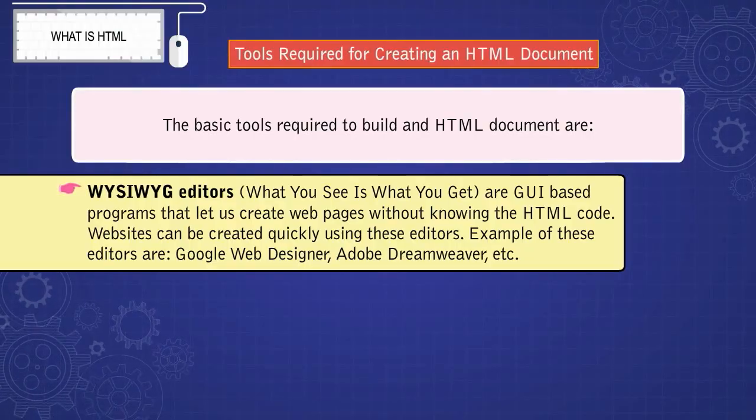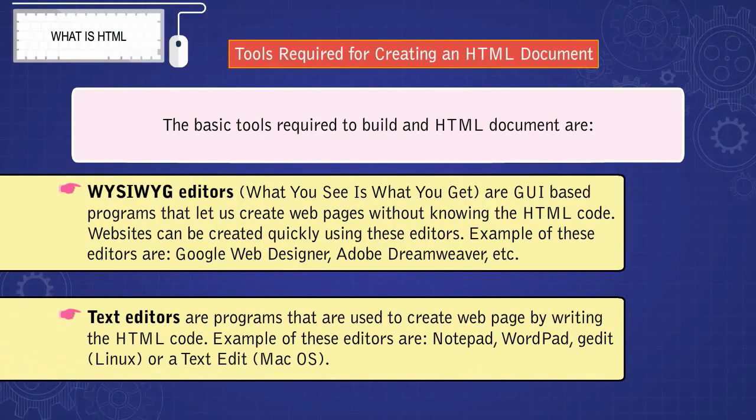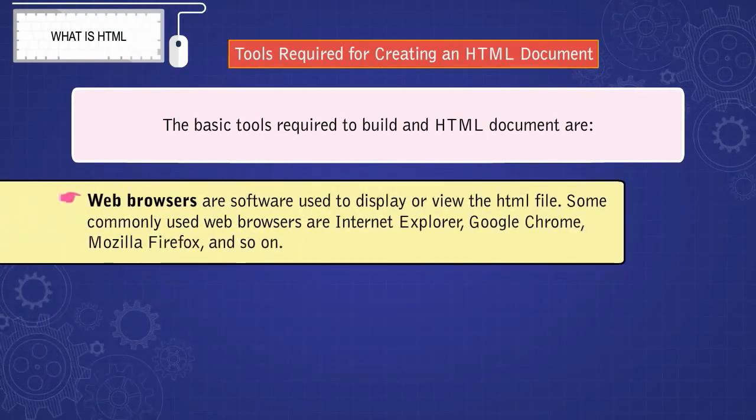Examples of these editors are Google Web Designer, Adobe Dreamweaver, etc. Text editors are programs that are used to create web pages by writing the HTML code. Examples of these editors are Notepad, WordPad, Gedit on Linux, or TextEdit on Mac OS. Web browsers are software used to display or view the HTML file. Some commonly used web browsers are Internet Explorer, Google Chrome, Mozilla Firefox, and so on.